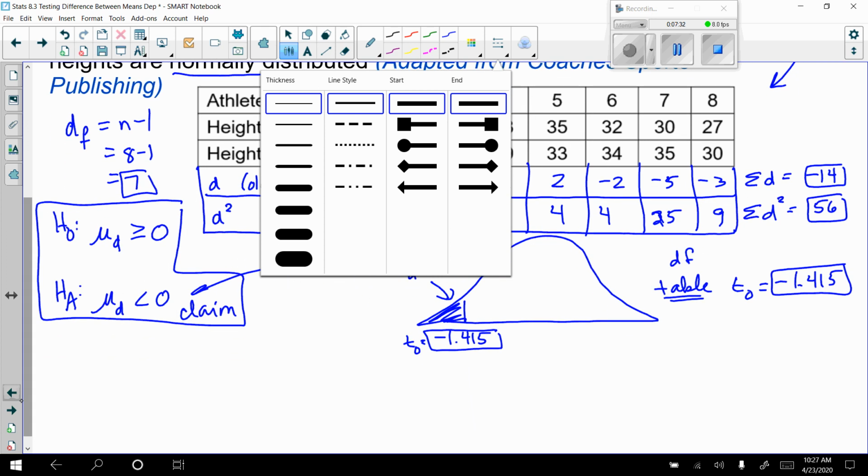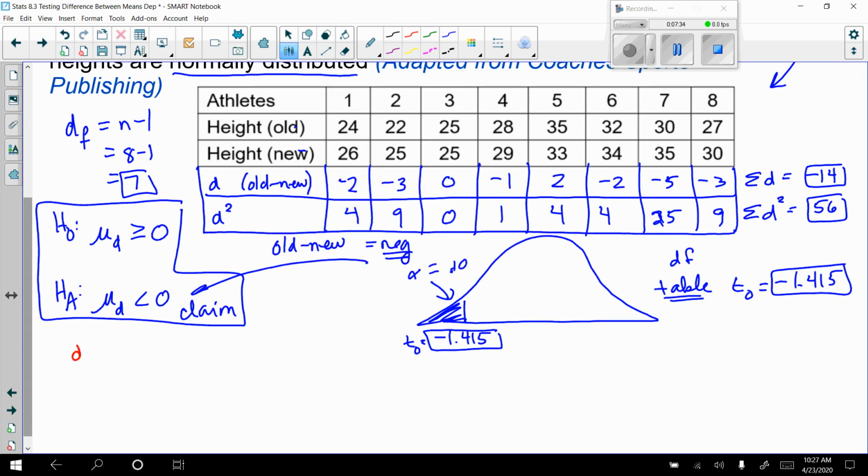We're going to start by finding the average of our differences. That is found by taking the sum of all of the differences and dividing by n. The sum of all the differences we know is negative 14, and we have 8, so that ends up to be negative 1.75.